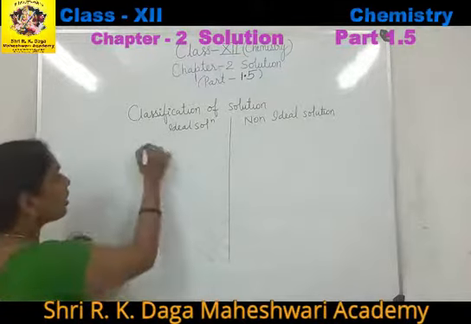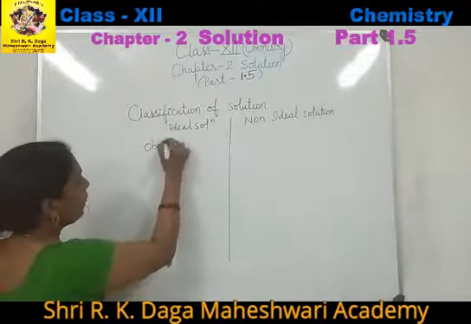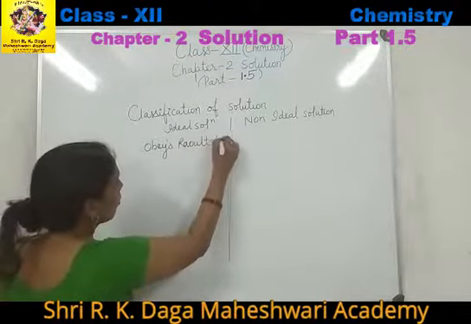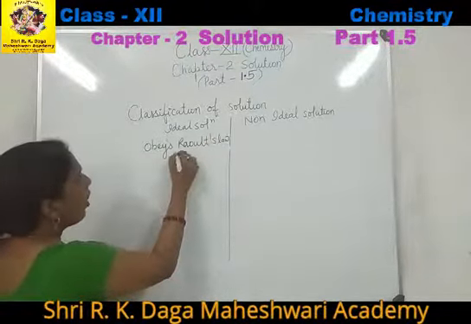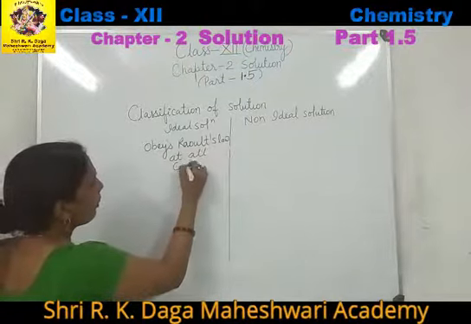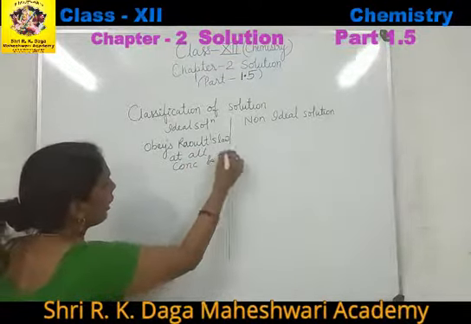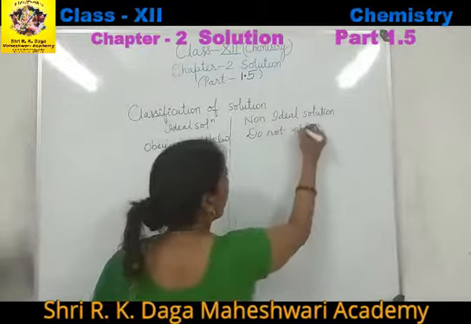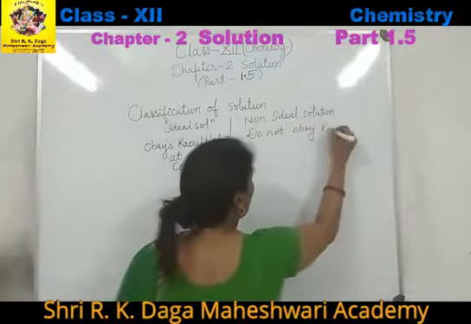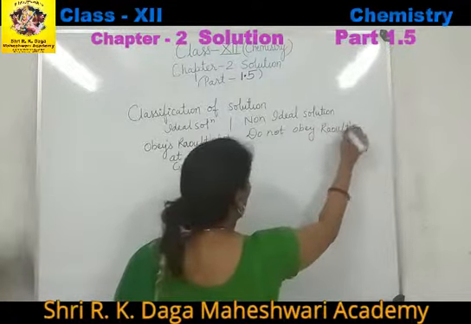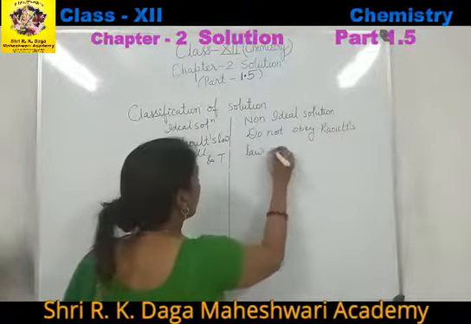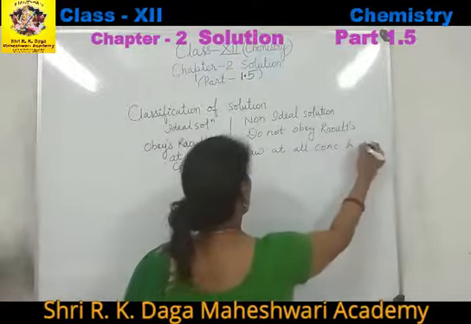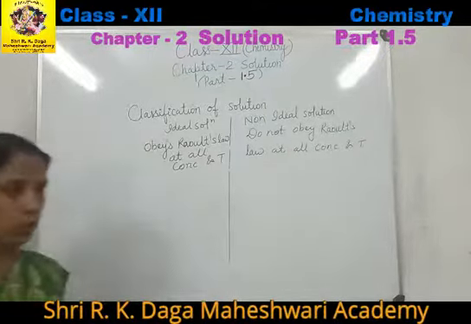And those solutions which do not obey Raoult's law at all concentrations and temperatures are known as non-ideal solutions. Obeys Raoult's law at all concentration and temperature. Do not obey Raoult's law at all temperature and concentration. So they are known as non-ideal solutions.